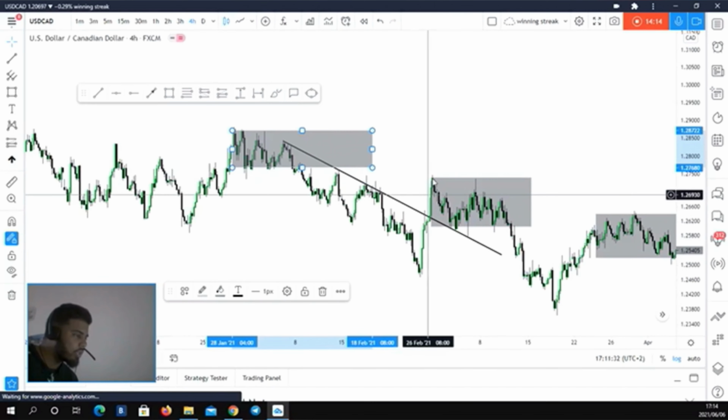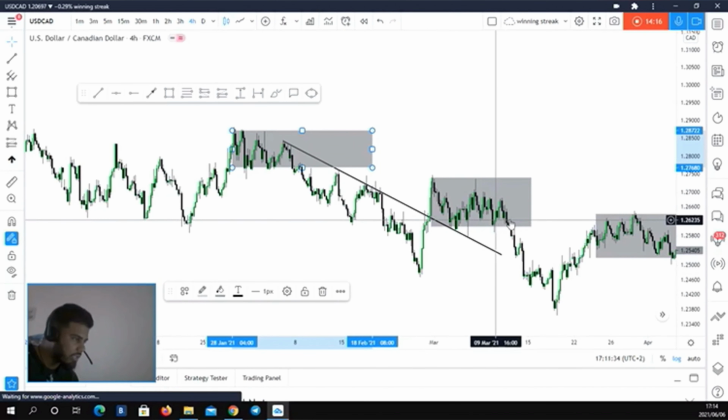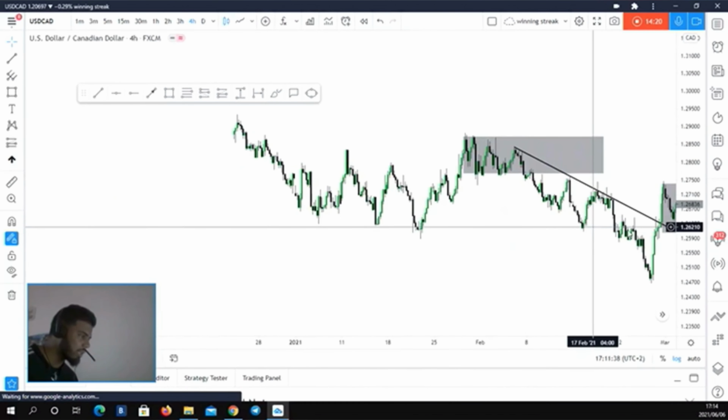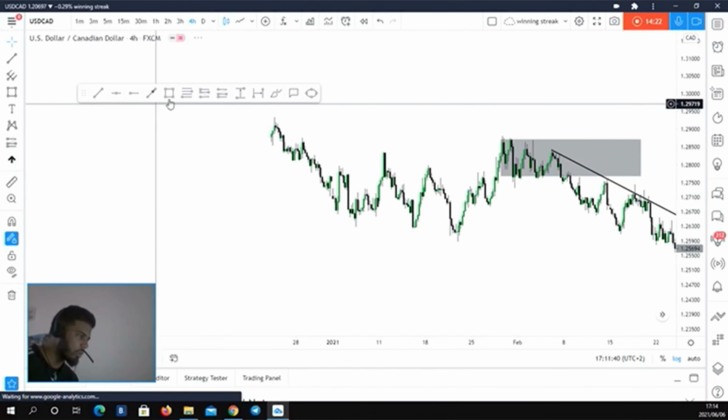But when it started doing this range like this, I'm not going to get involved. So you need to know when the market is tradable. Another example, check here.